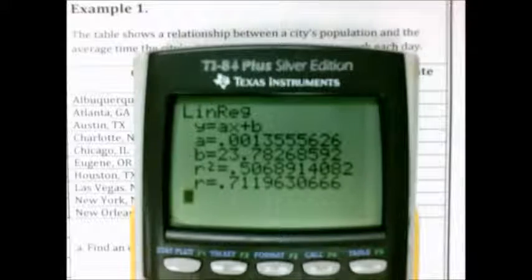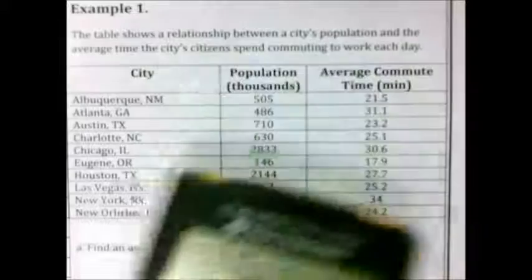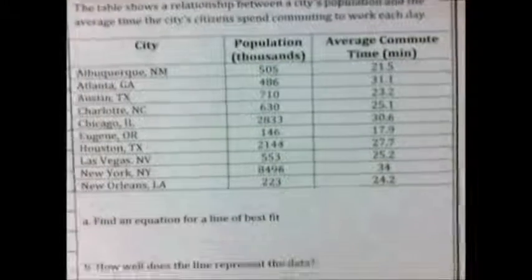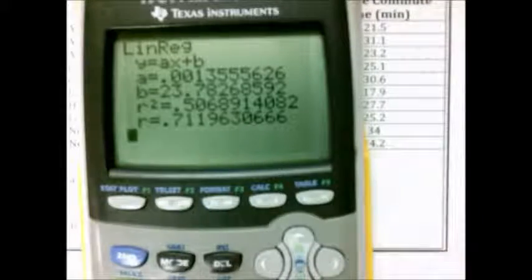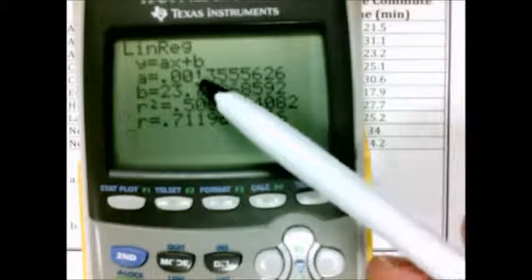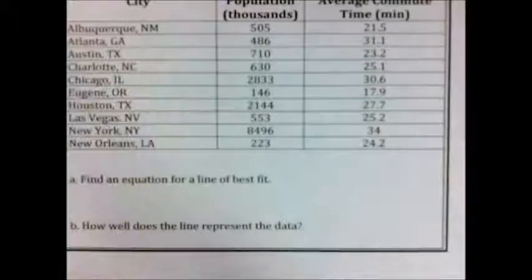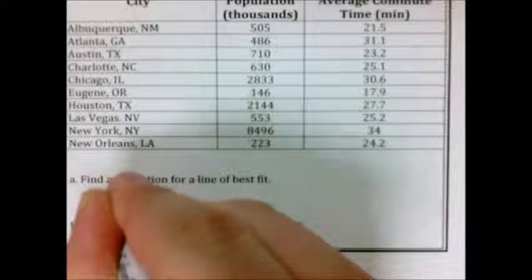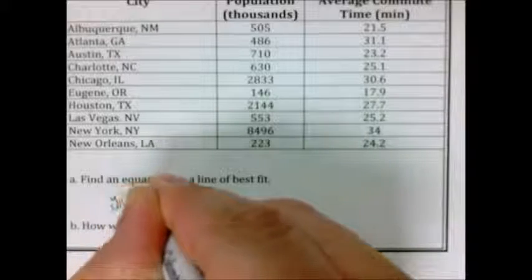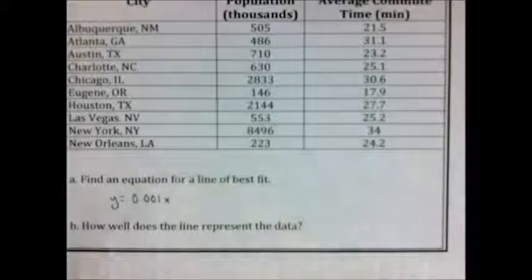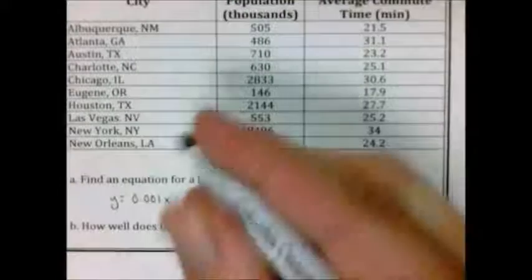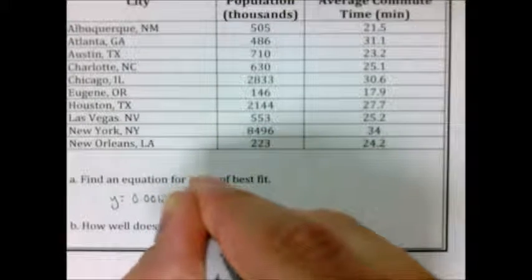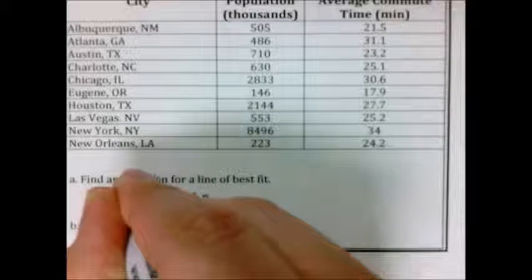Okay, so to find the equation now, I'm going to scroll this down a little bit. We know we're trying to use y equals mx plus b, and we've got a as 0.001. So y equals 0.001x plus our b, and our b is 23.8. So y equals 0.001x plus 23.8.